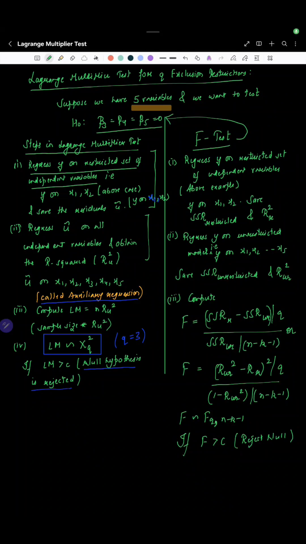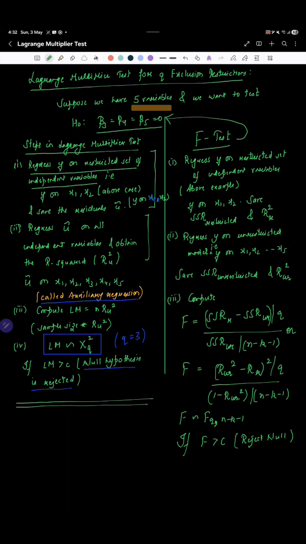Okay students, let's compare the steps involved while conducting the Lagrange multiplier test versus the F-test. Suppose we have 5 variables out of which we want to test a joint hypothesis of whether 3 variables x3, x4 and x5 are jointly statistically significant or not. Lagrange multiplier steps I have explained in the last video. On the right hand side, I have written the steps involved for calculating the F statistic and conducting this F-test.